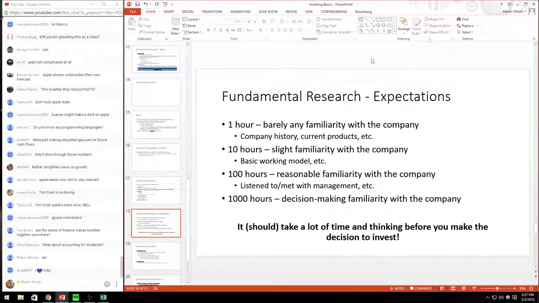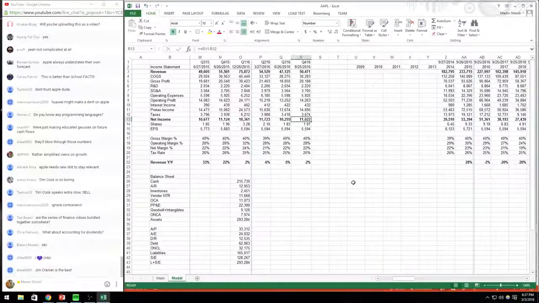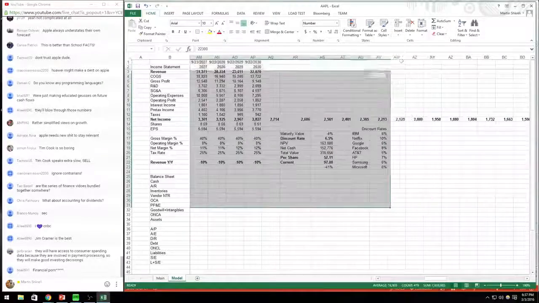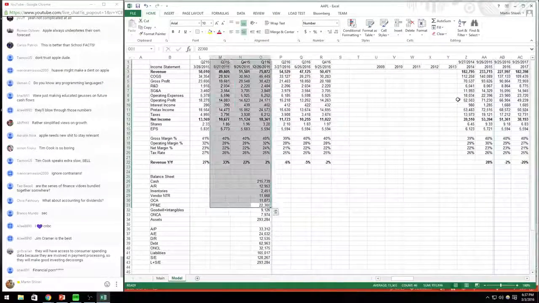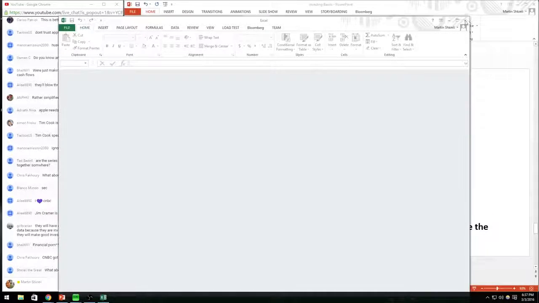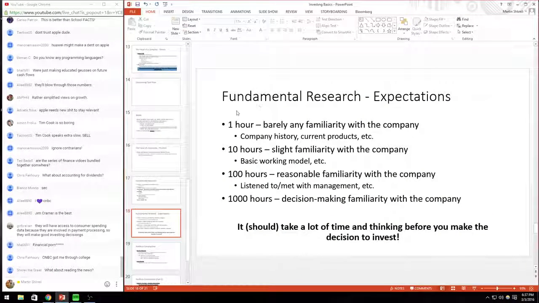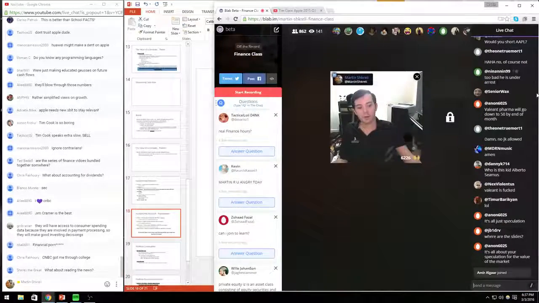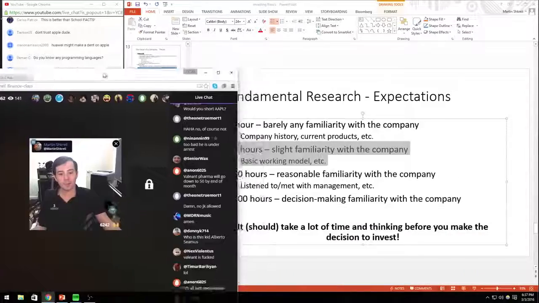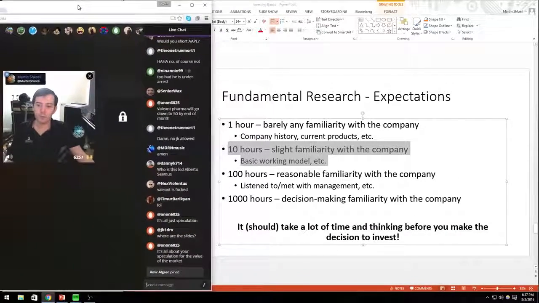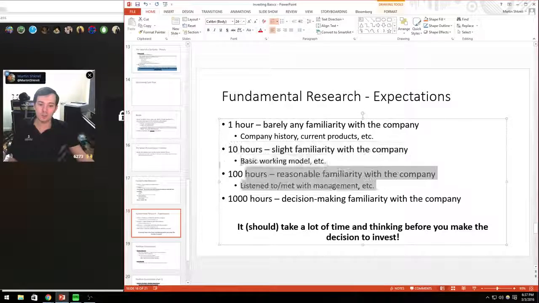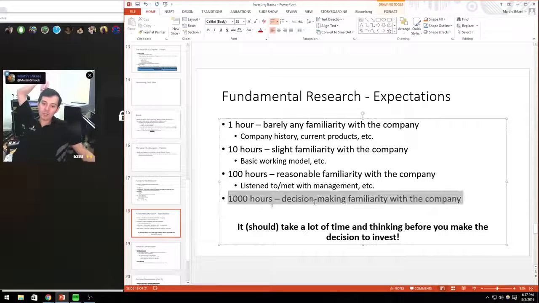And it's the final slide: what are your expectations for a company? For understanding, how much of this work does it take before you have a good stock pick? And this is probably one of the most controversial things that I say, that I think a lot of my peers don't necessarily agree with, but I think I'm right. I think that with 1 hour, you can barely get any familiarity with the company, and that's what we did with Apple. We got 1 hour. 10 hours, you can have a slight familiarity with the company, a basic working model, a place to go to next. For 100 hours, you could have reasonable familiarity. You've listened to or met with the management of the company, hopefully several times. And I think after 1,000 hours of work, you can actually make a decision. Somewhere between 100 and 1,000 hours.